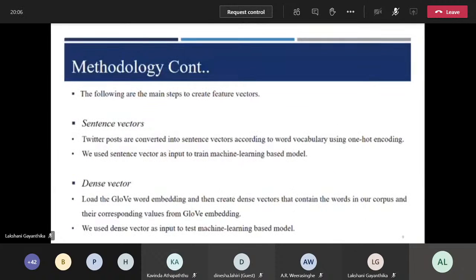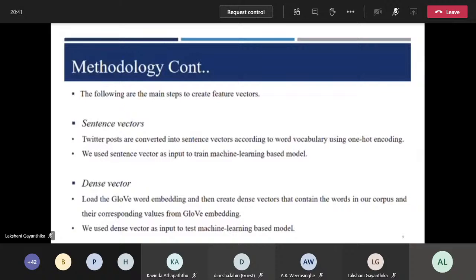The following are the main steps we followed here. In sentence vector, after completing the pre-processing, Twitter posts are converted into sentence vectors according to the word vocabulary using one-hot encoding. After having experienced different lengths of sentences, we update all sentence lengths to 50. If a sentence has more words, we remove the extra words. When there are fewer than 50 words in a sentence, we use the alternative method of zero padding to fill the missing values. It iterated through each tweet until the expected size was achieved.